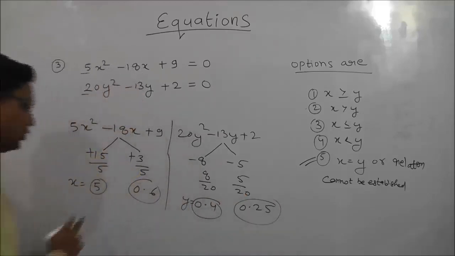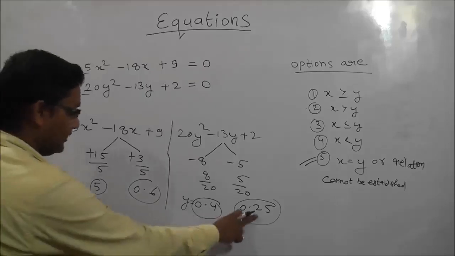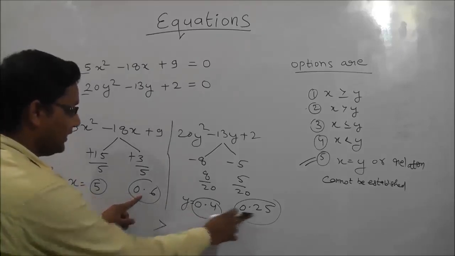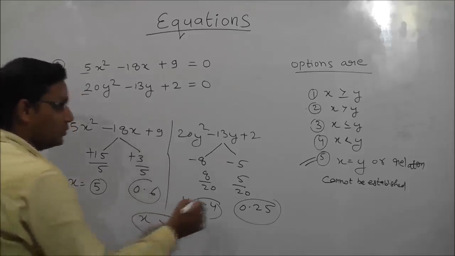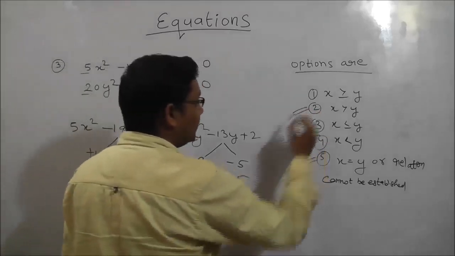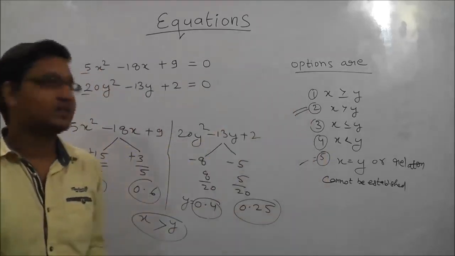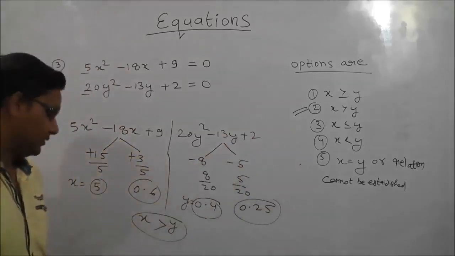And this is the value of x. So 5 is greater than... Okay, so greater than. 0.6 is greater than and greater than. So x is greater than y. So option 2 is correct in this option. So option 2 is correct. So we can say that x is greater than y.